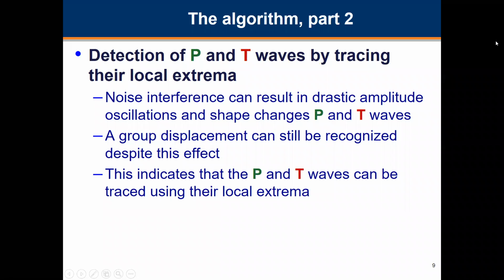The second part of the algorithm is detection of P and T waves by tracing their local extrema. In some parts of the ECG signal, noise interference causes the P and T waves to be camouflaged by fast oscillations. However, we can still recognize a group displacement in the oscillations, indicating the presence of P and T waves. This allows us to trace the P and T waves by calculating their local extrema.